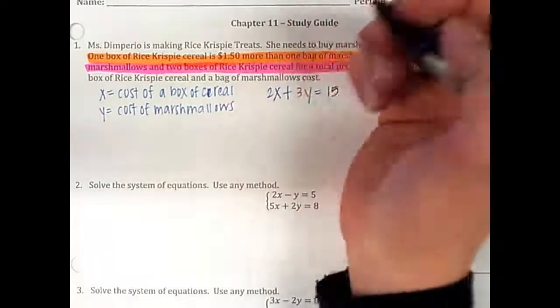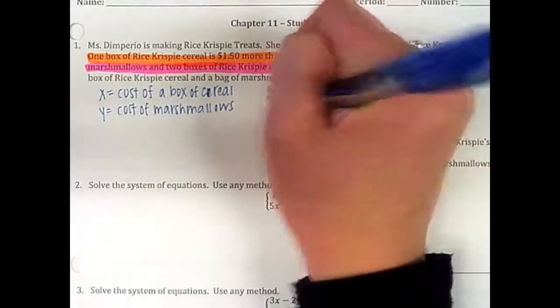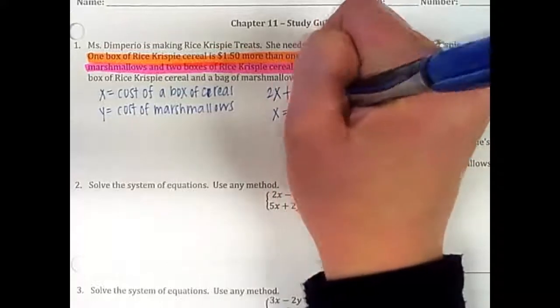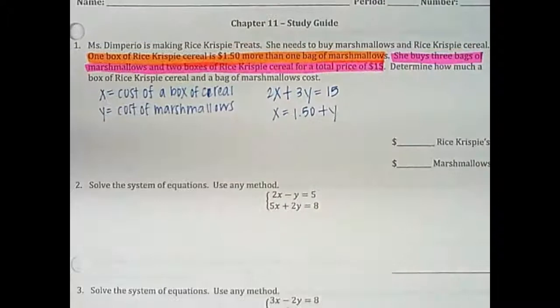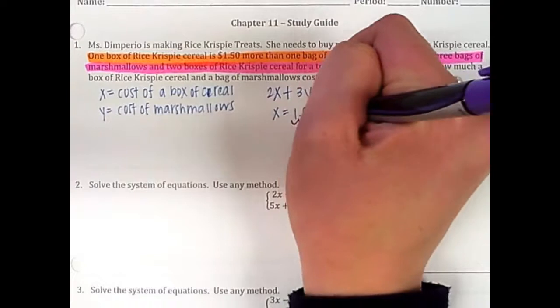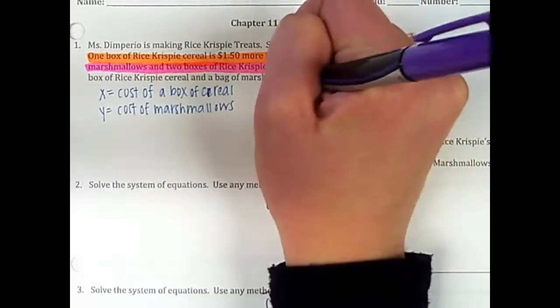So what we're going to do is say X, the cost of Rice Krispies, is $1.50 more than a bag of marshmallows. So we get X is equal to $1.50 plus Y. And this sets it up really nicely to do substitution. Because we have X isolated and all by itself, we can substitute $1.50 plus Y into my first equation for X.